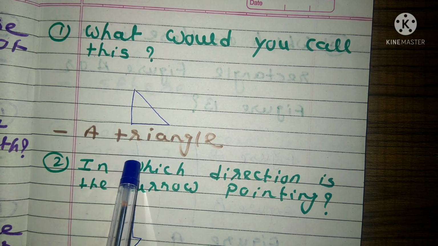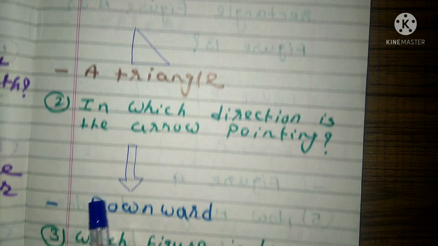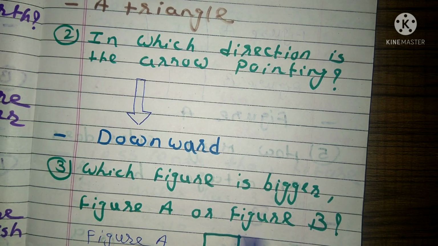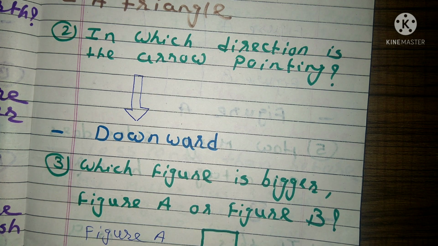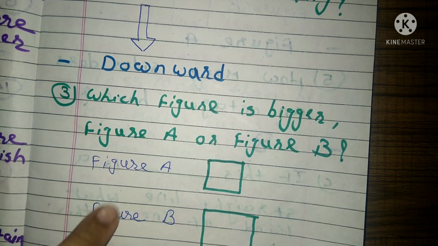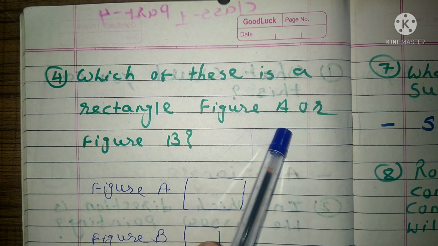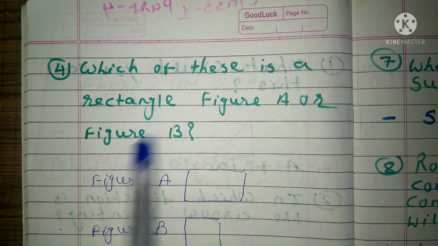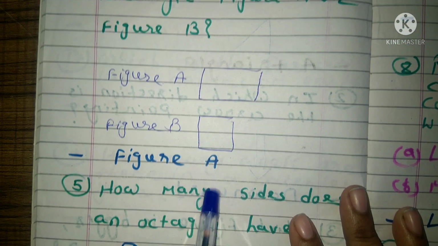What would you call this? A triangle. In which direction is the arrow pointing? Downward. Which figure is bigger, figure A or figure B? The answer is figure B. Which of these is a rectangle, figure A or figure B? The answer is figure A.